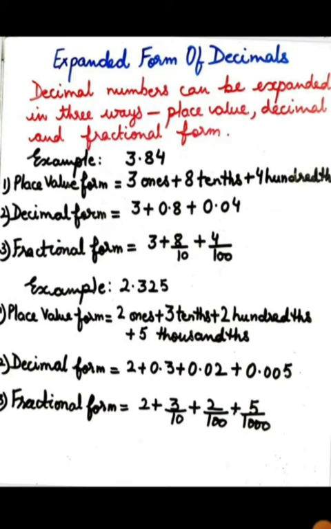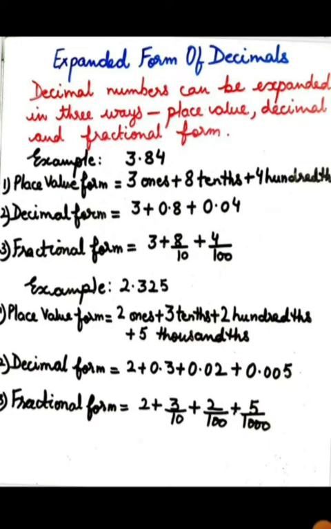Now according to decimal form, first of all, you will write the whole number, which is 3, as the same 3. Now plus, you will write the decimal form of 8 tenths, that is 8 upon 10, and it is written as 0.8. Now plus, and the 4 is at the hundredths place, it will be written as 4 upon 100, and in decimal form it will be 0.04.